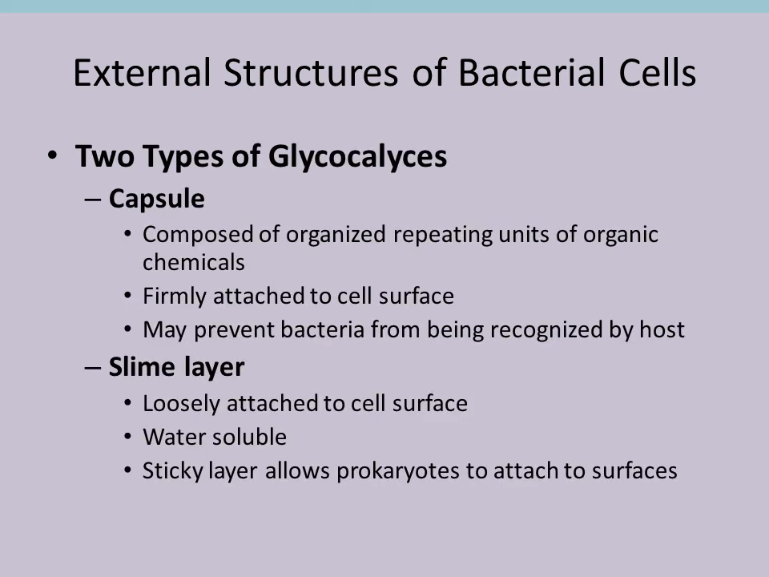There's two different types of glycocalyces. There's capsule and then there's slime layer. The capsule tends to be very firmly attached to that cell surface, and it's an advantage to the bacteria to have a capsule, especially if it is a pathogenic organism. Pathogenic means that it's going to cause disease.